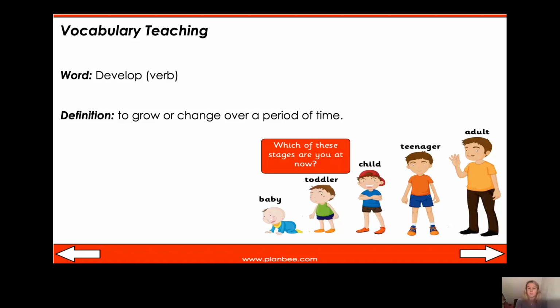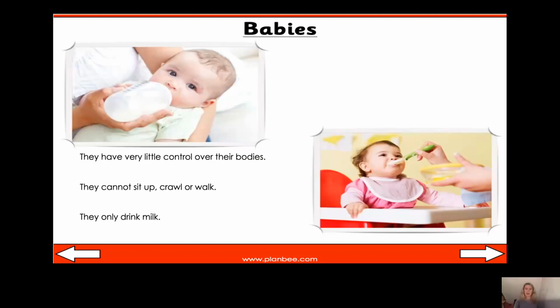So a baby is a lot smaller than an adult. The baby has changed a lot by the time it becomes an adult. Okay, so how can an adult, as I said, because they have to have lots of help from an adult, how can an adult help a baby? Can you pause the video and have a think?